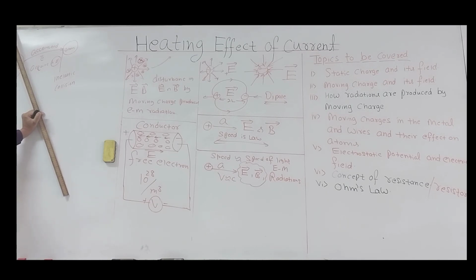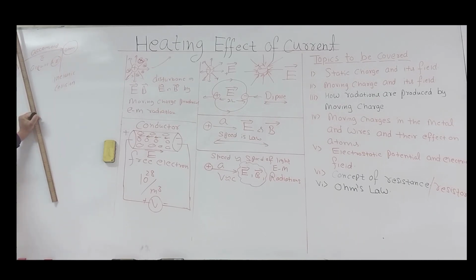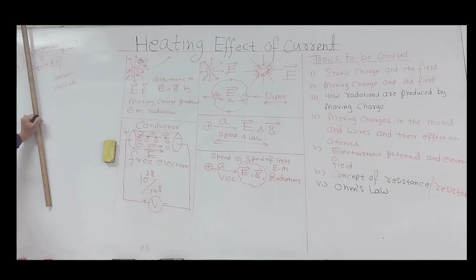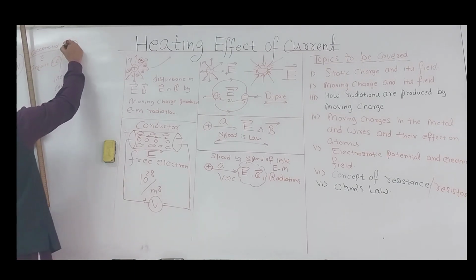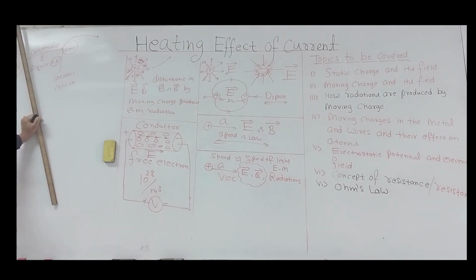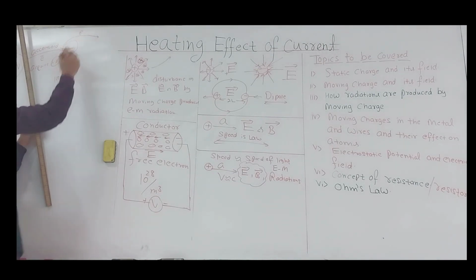If it is an elastic collision, the electron will strike, but there is no transfer of energy from the electron to the atom. But here, the collision is inelastic, which means there is a transfer of energy from the electron to the atom. Maximum energy. With little energy left, the electron again moves and changes direction after colliding with the atom.